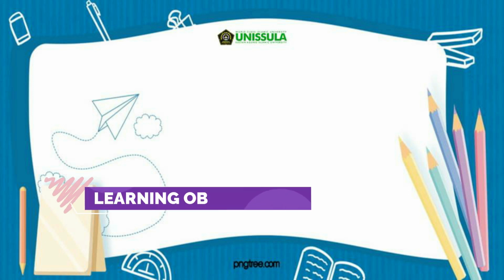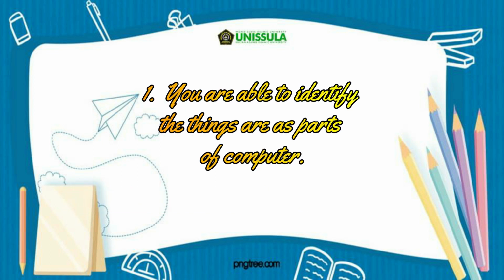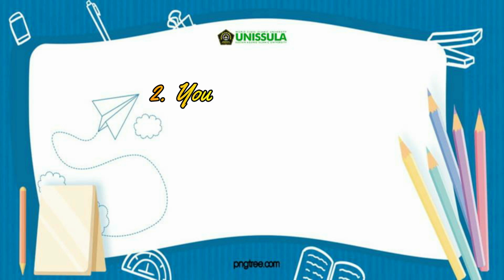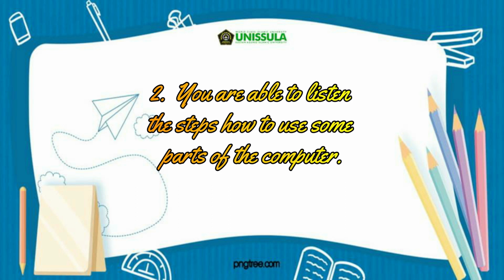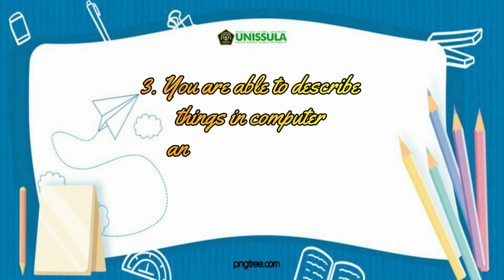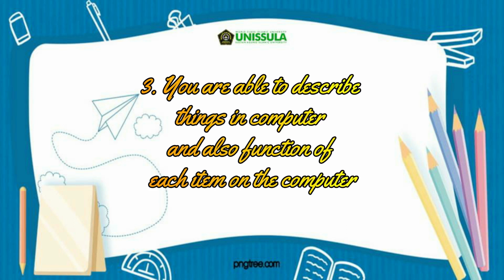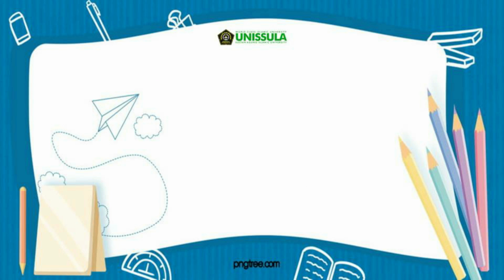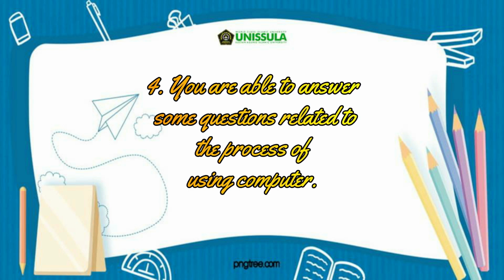Okay, we look at the learning objectives today. The first, you are able to identify the things that are a part of a computer. And then secondly, you are able to listen to the steps of how to use the parts of a computer. And then the third, you are able to describe the things in the computer and also the function of each item on a computer. And then four, you are able to answer some questions related to the process of using a computer.